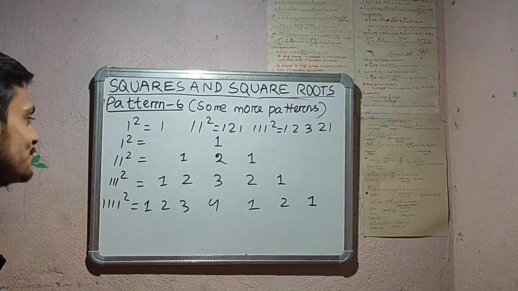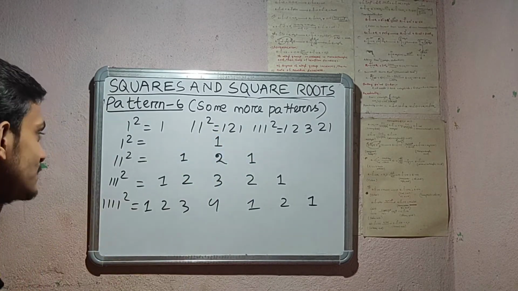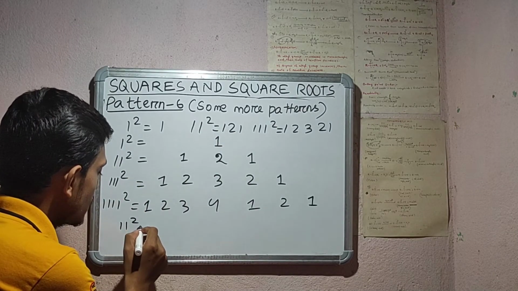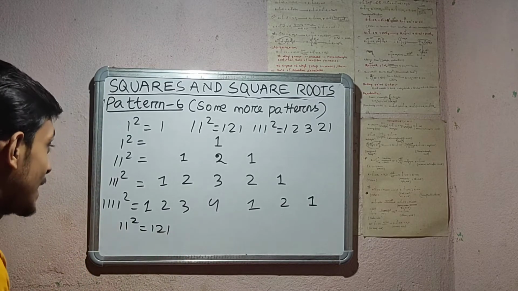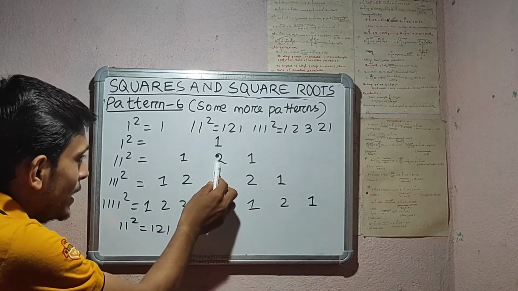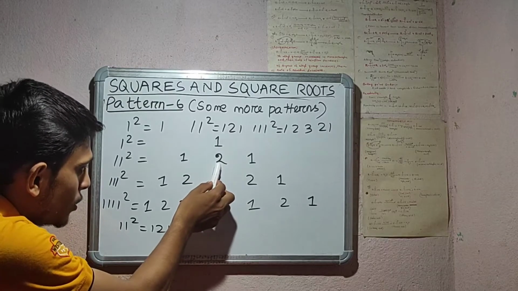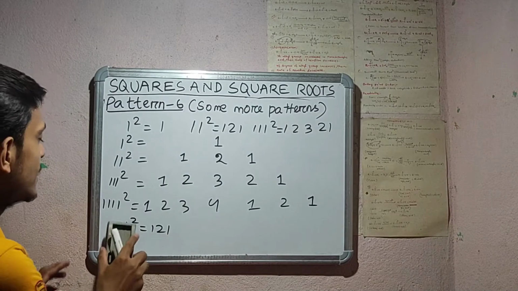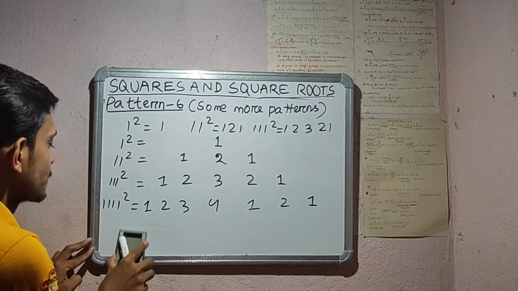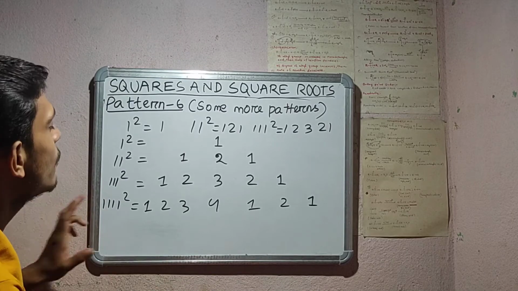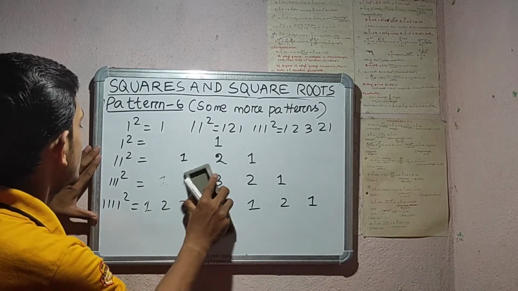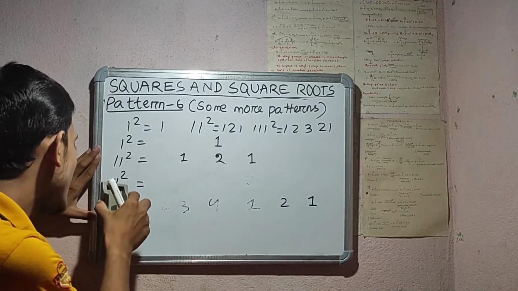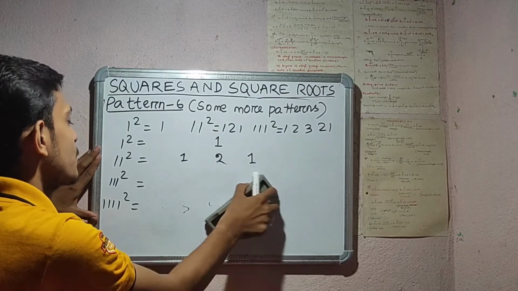So 1 square is 1, then what is the square of 11? That is 121. It can be written in this form: the middle digit is written below, the right-hand side is 1, and the left-hand side is 1. So how can we find the square of 111 and 1111 and so on?